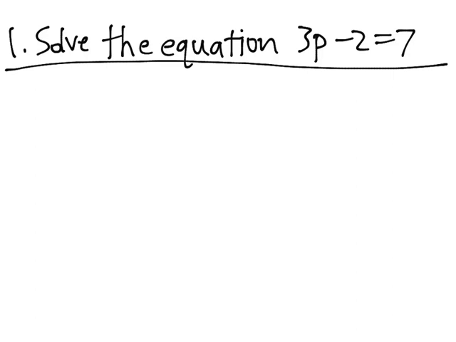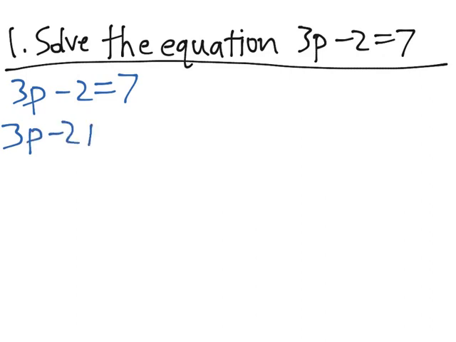Here are some examples of solving multi-step equations. Problem 1. Solve the equation 3p minus 2 equals 7. Let's start by writing the equation 3p minus 2 equals 7. Now we want to get just 3p on the left side, so let's add 2 to both sides.